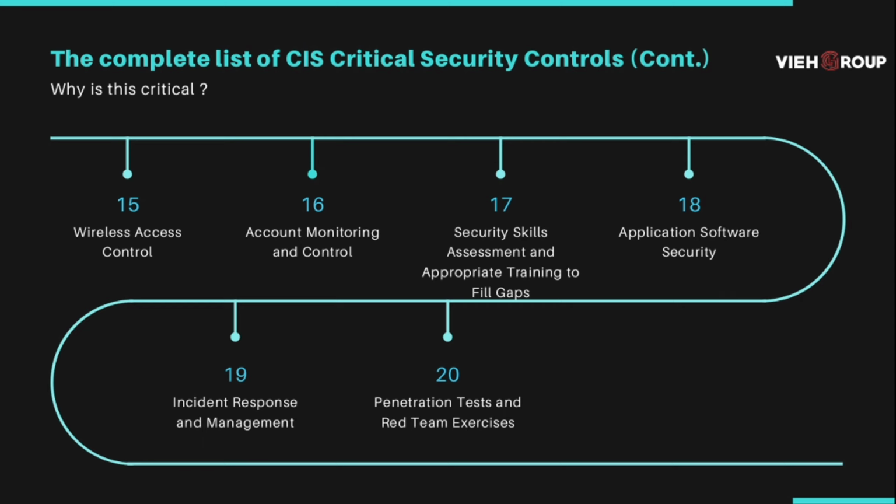Now it's 17 point, which is security skills assessment and appropriate training to fill gaps. Basically, organizations have to identify the specific knowledge and skills they need to strengthen security. This requires development and execution of a plan to identify gaps and fix them through policy, planning and training programs. So why is this critical? Because it is tempting to think of cyber defense as primarily a technical challenge.